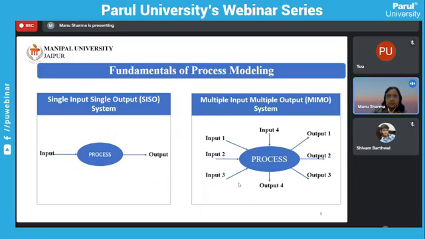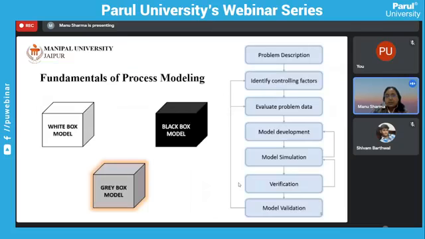We will learn what the different steps involved are. One thing is that we should be aware of the process, what is exactly happening inside the process. Kinetics should be known to us, right? Once all this basic information is obtained, then we have to follow the 7 basic steps involved in the development of process modeling.